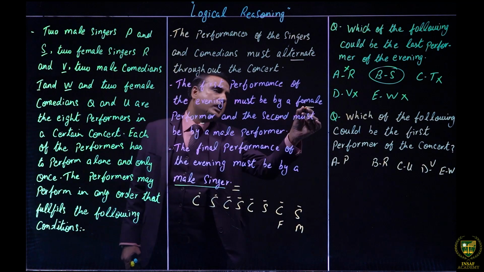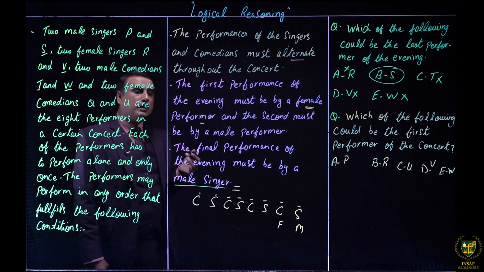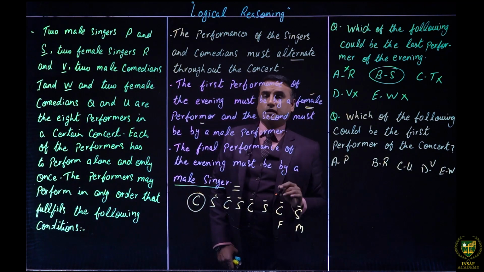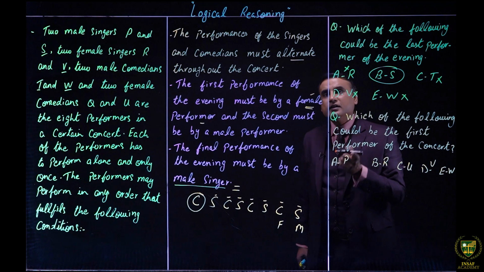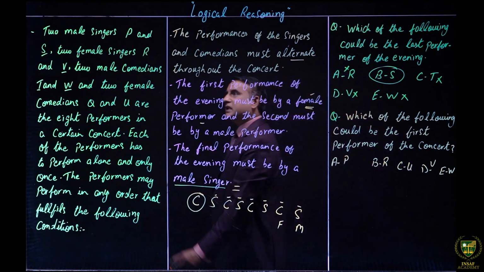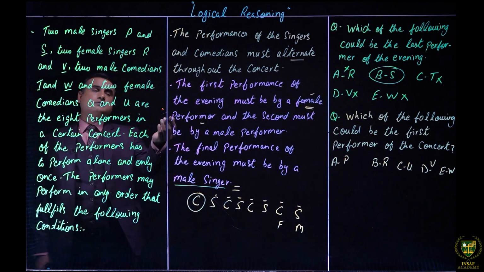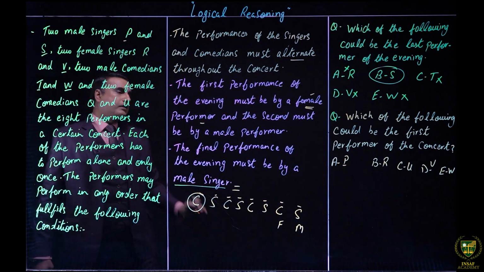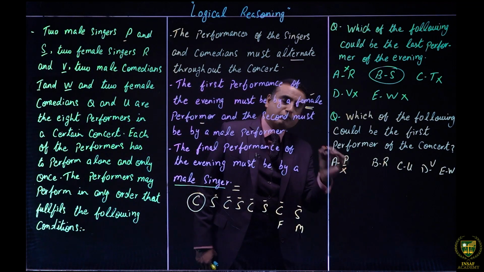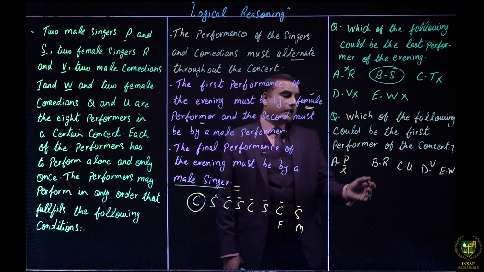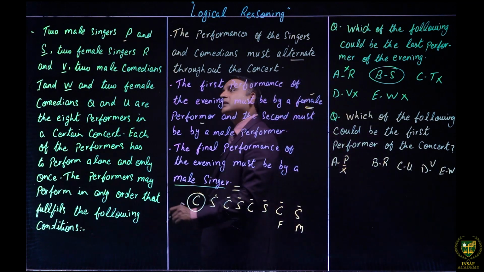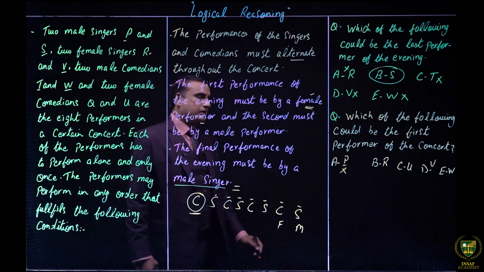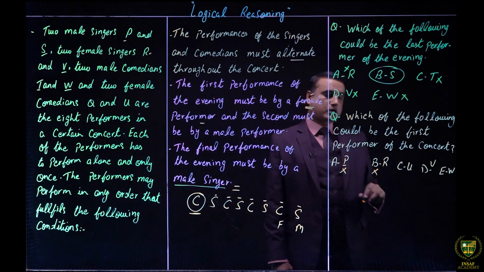We also know that the first performer should be a female. So here we need a comedian, and not the male comedian, we need a female comedian. Let's see which female comedians we have. Let's talk about P. P is a male singer, so we should obviously exclude it. Let's talk about R. R is a female singer. We need a female comedian, so this option will also be crossed.